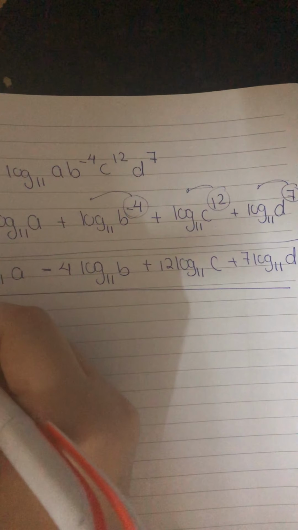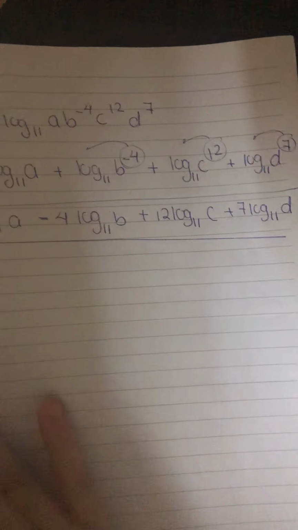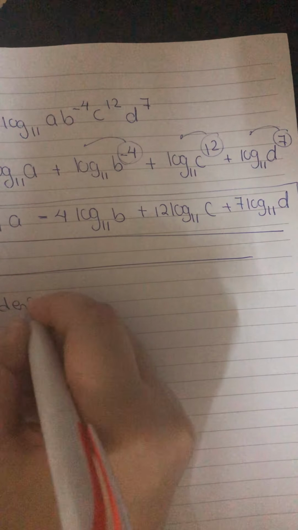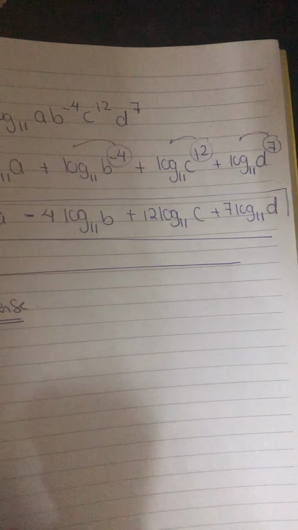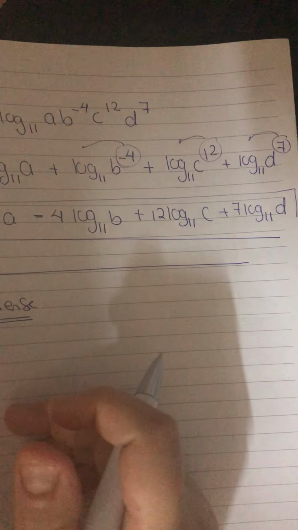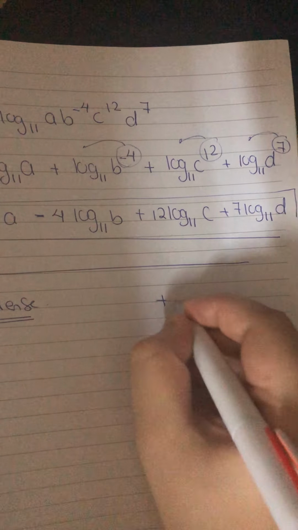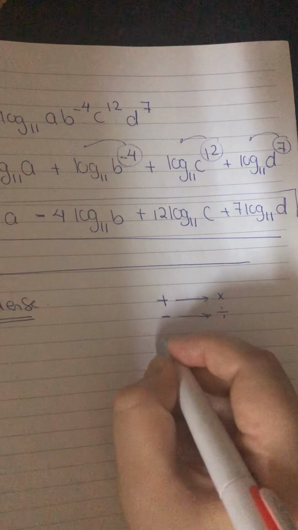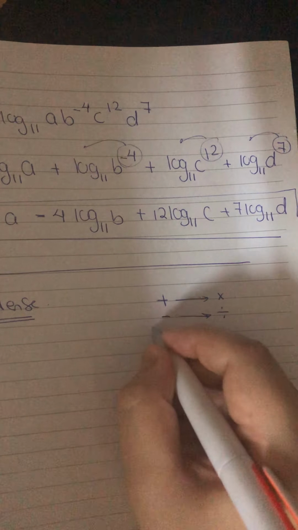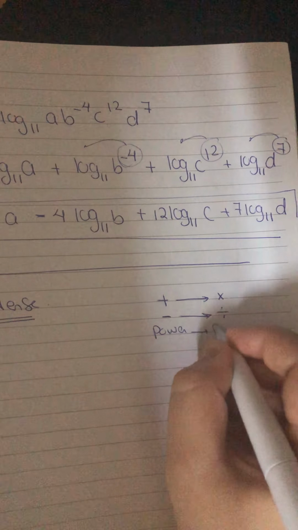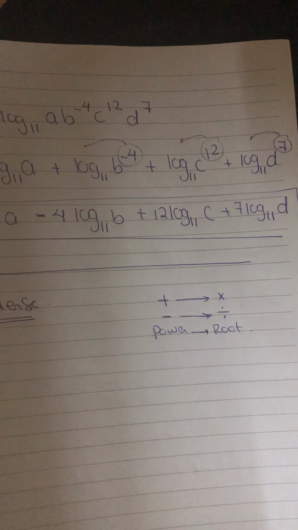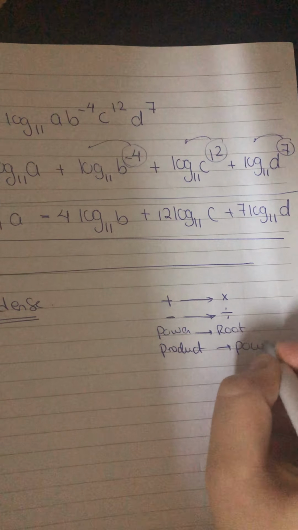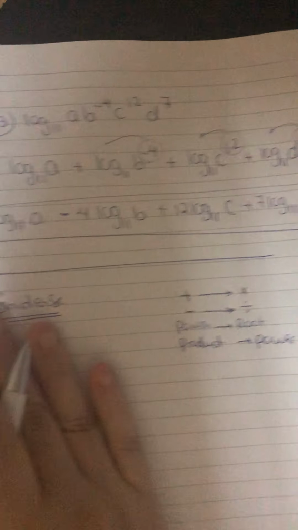Okay, this is somehow kind of how we expand. I'll do a couple of questions on how we condense. Everything is the opposite from what we said. So if I have an addition, I'm going to change it to multiplication. If I have a subtraction, I'm going to change it to a division. If I have a power, I'm going to change it to a root. And if I have a product, I'm going to change it to a power. Okay, so I'll do the opposite of all what I was doing.